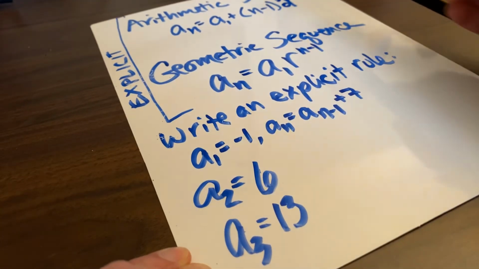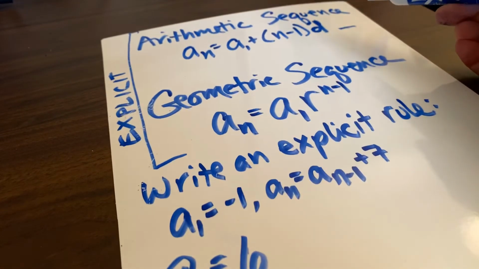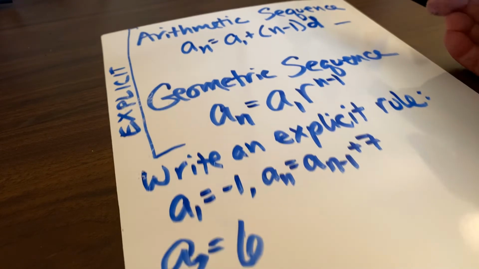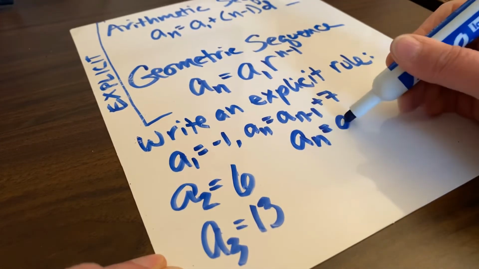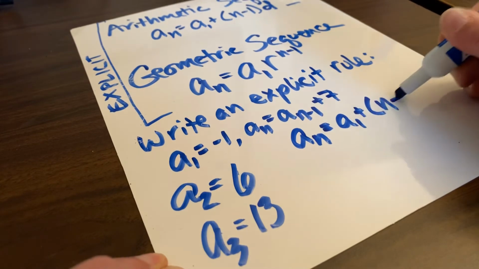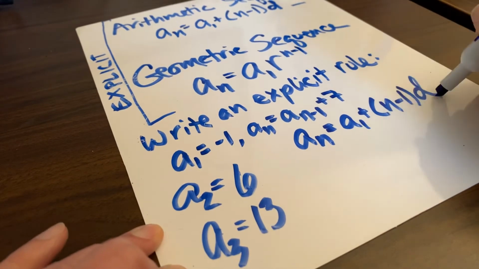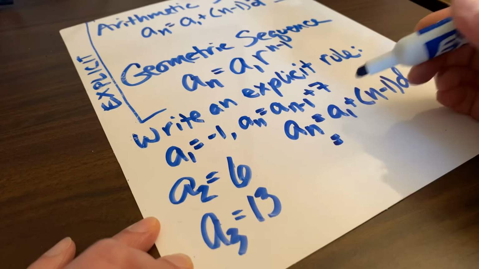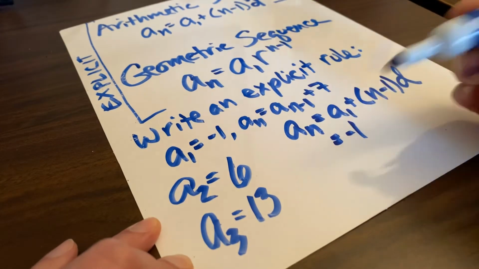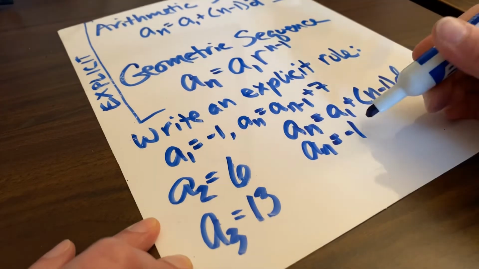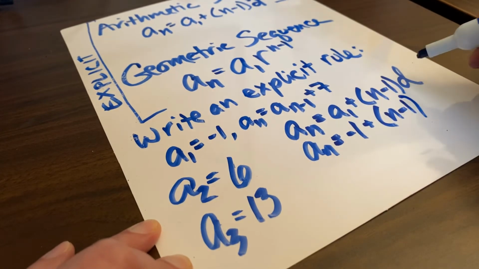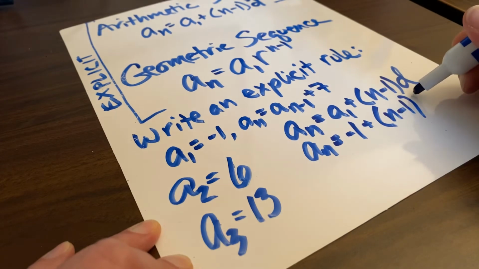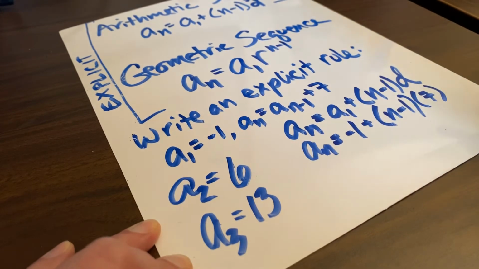Okay, remember, we're going to use this formula. The a sub n equals a sub 1 plus n minus 1 times d. A sub 1 plus n minus 1 times d. And a sub 1, we know, is negative 1. Plus n minus 1, what's my common difference? In this case, it's 7, right? So times 7. Now we're not quite done.